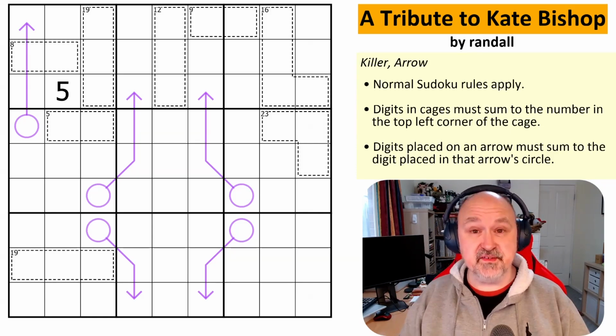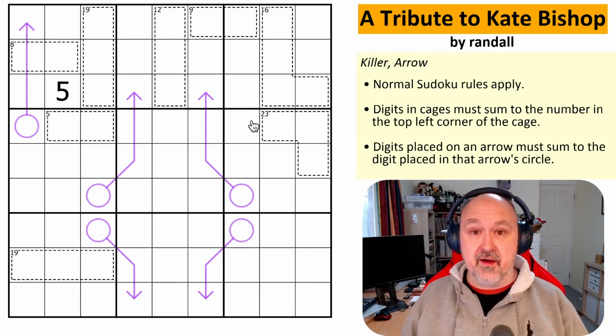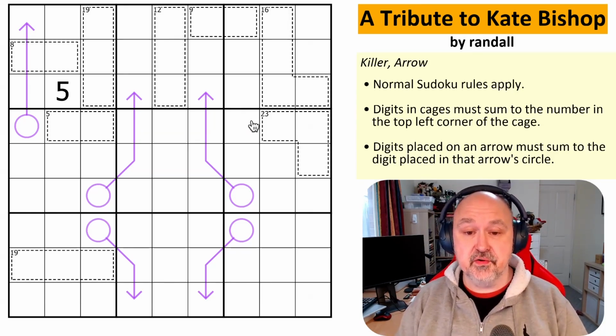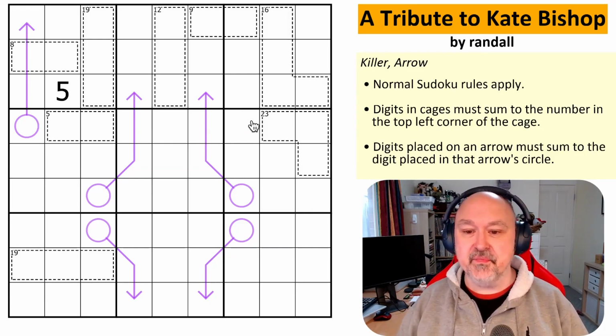But onto this puzzle. So, A Tribute to Kate Bishop by Randall. Only a few rules in play for this one, and I don't know how hard this is. So, we will find out together. You can look at the duration of the video.